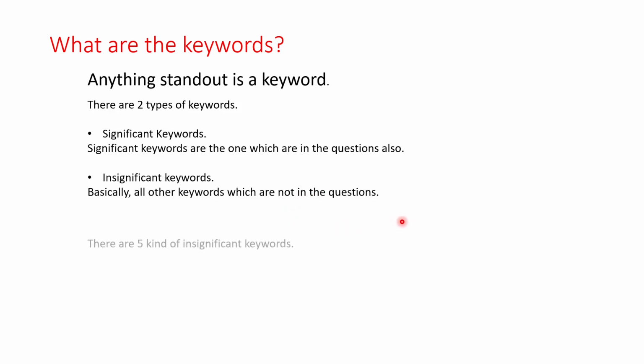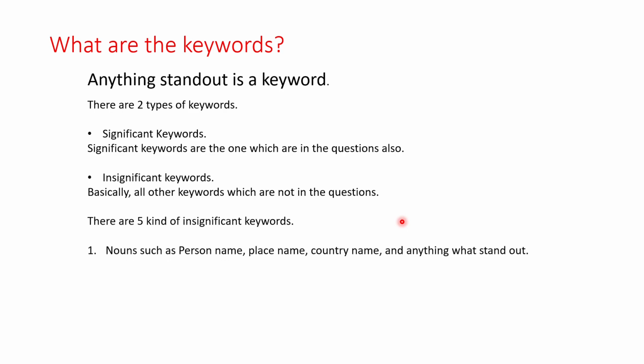It is further divided into 5 subcategories. First one is nouns, such as person name, place name, country name, and anything that stands out. Second one is time period. For instance, 19th century, 1930, decade, 2nd October, and Thursday. Always have an eye on these kinds of words. These are very important words.